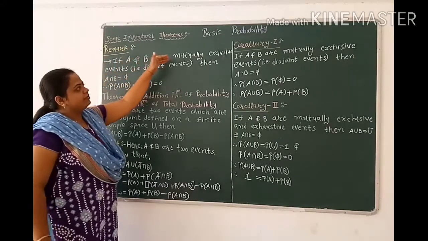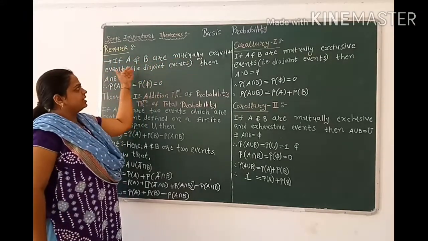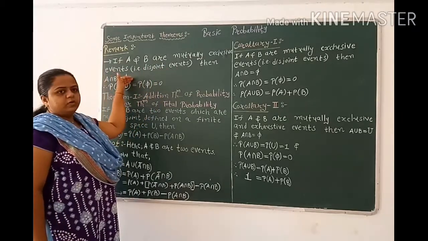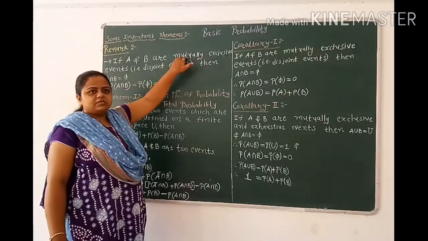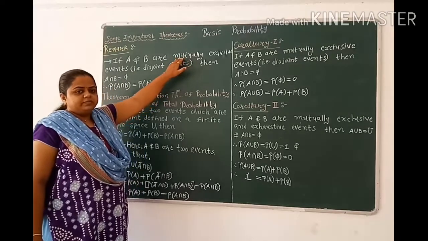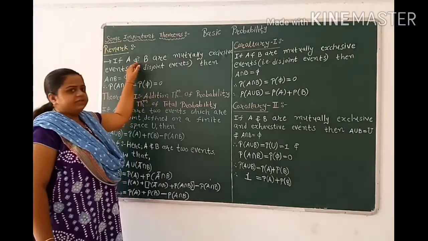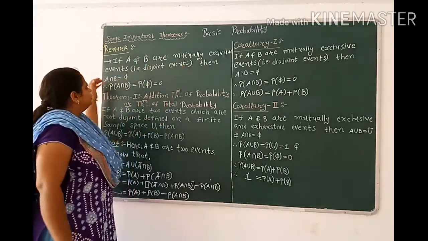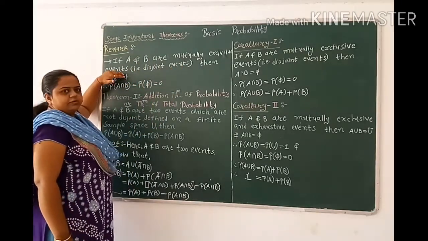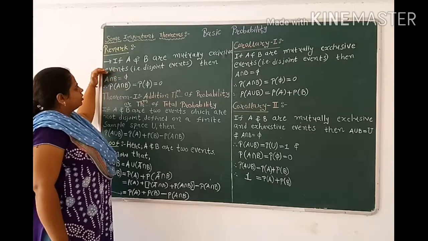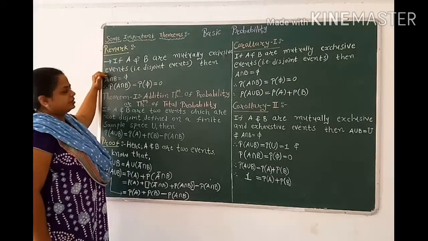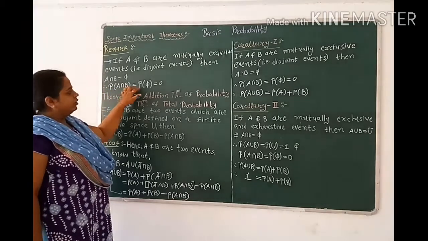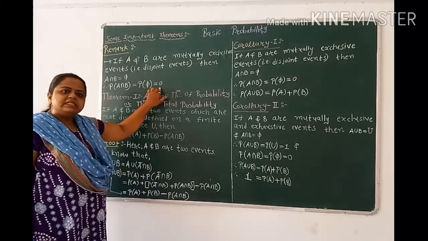If A and B are mutually exclusive events, that is disjoint events, then A intersection B equals phi. Mutually exclusive events means the occurrence of one event prohibits the occurrence of the second event. So A intersection B equals phi because there is no common element. So probability of A intersection B equals P of phi, which equals 0.